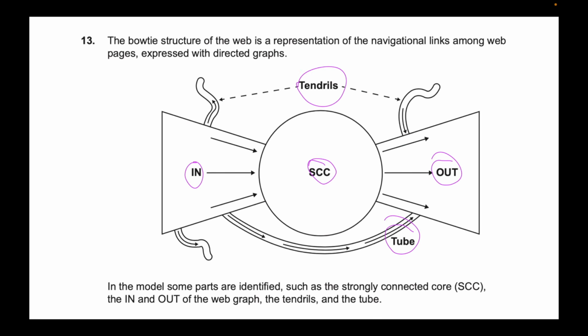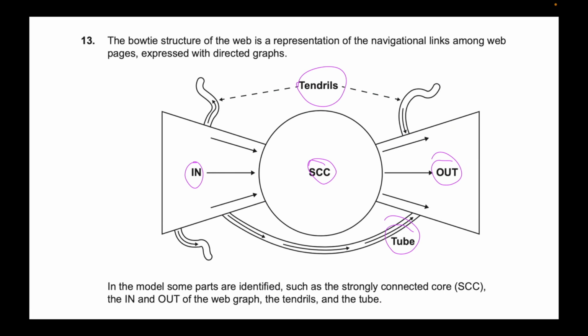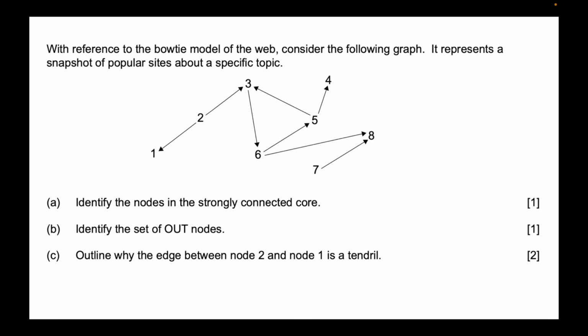If you look at this diagram, we see the tube connecting the in components and the out components. We have the strongly connected core, and then we have our tendrils on the periphery right here. Remember, in components connect to the core without any links back from the core, and the core links to out components, but the out components don't link back to the core. Okay, now that we've learned about what a Bowtie model is, let's apply it to an example IB question.